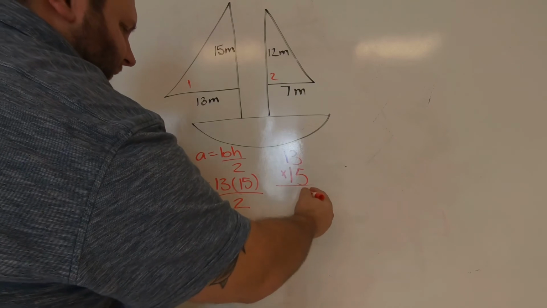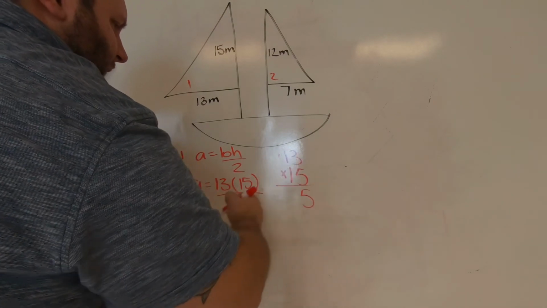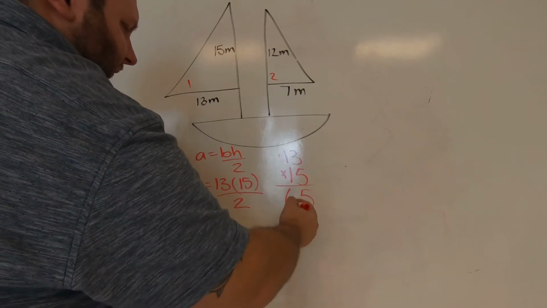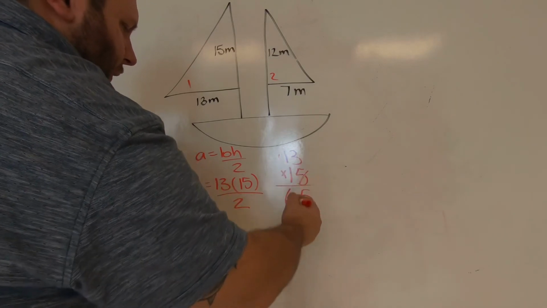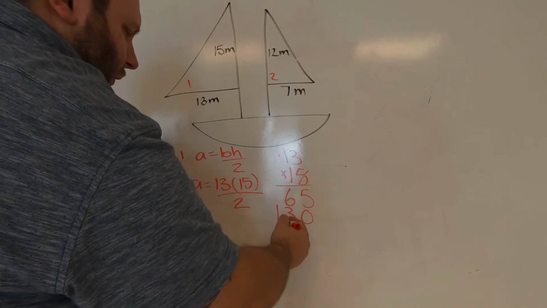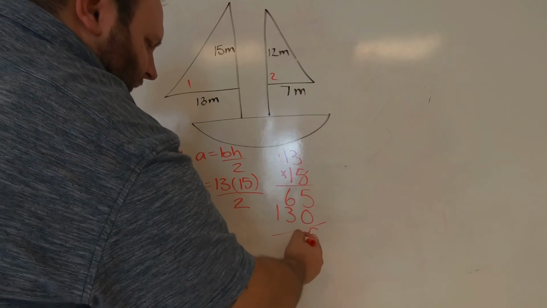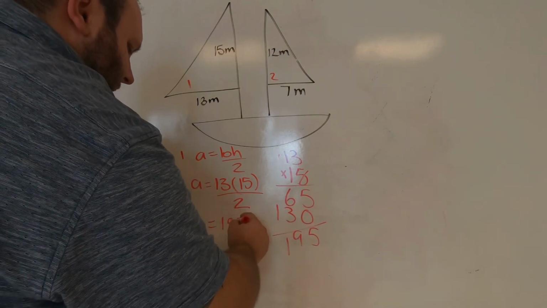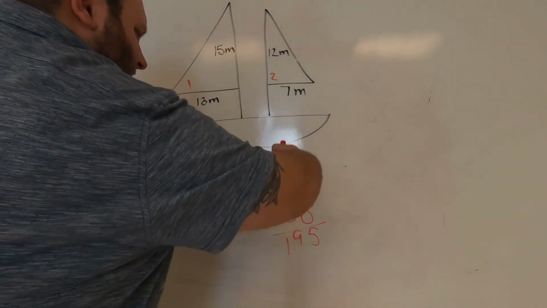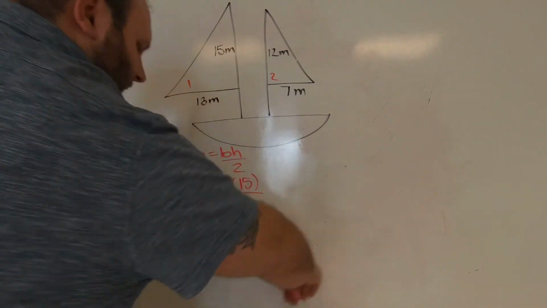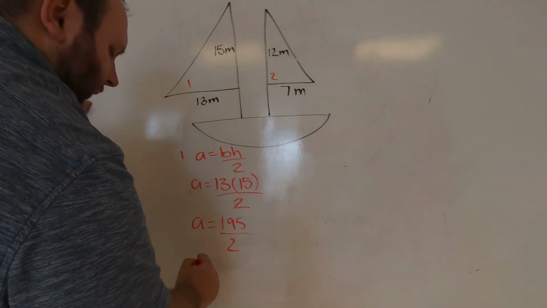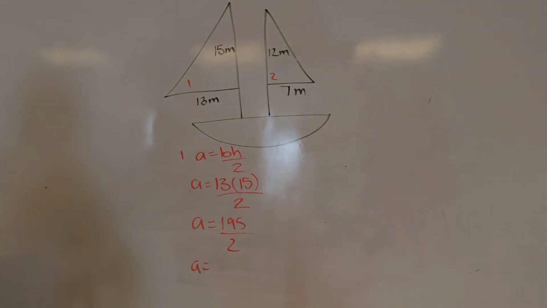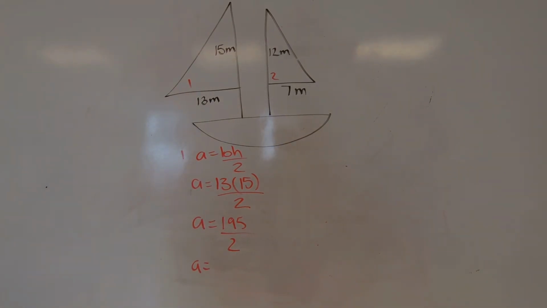5 times 3 is 15. 5 times 1 is 5, plus 1 is 6. We add a 0 to the next row. 1 times 3 is 3. 1 times 1 is 1. Let's quickly add them together. And there you go. We got 195. 195 is our total area if that was a rectangle, but it's not, it's a triangle. So we need to make sure we divide 195 by 2.